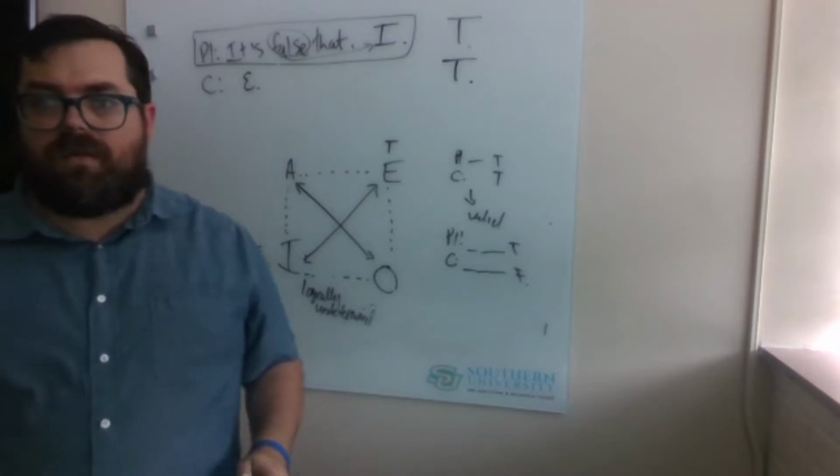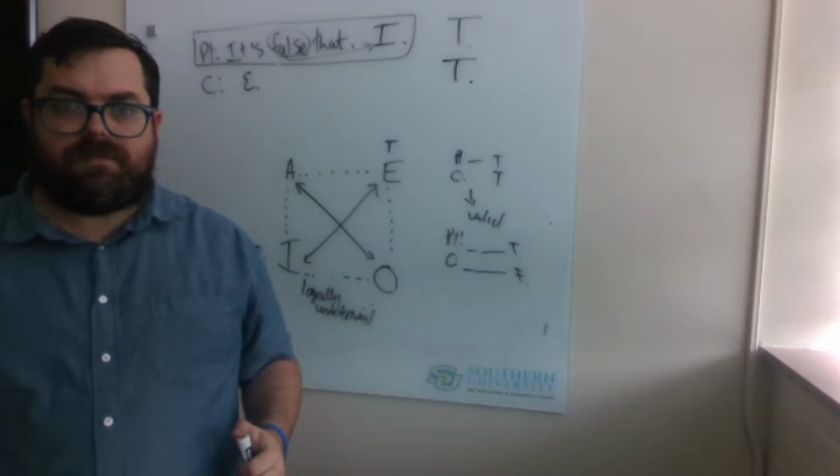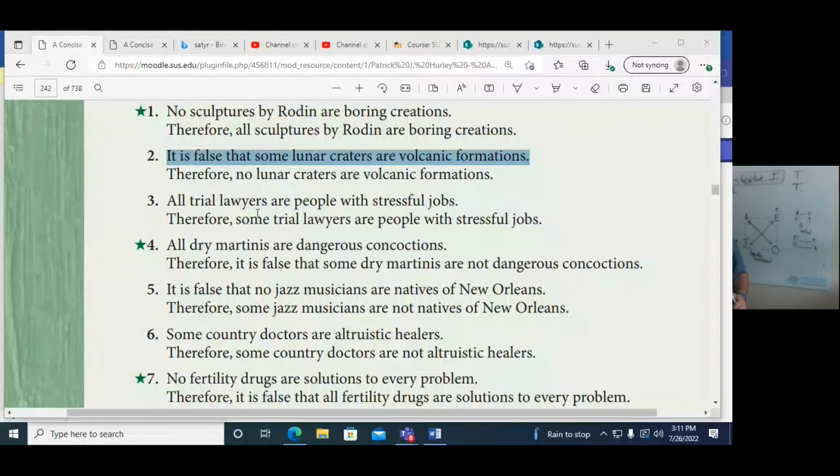All right, so let's go back to number 3. All trial lawyers are people with stressful jobs. Is that A, E, I, or O? Pause to consider. Yes, that's an A proposition. So I have A unmodified. Premise 1 is A. My conclusion is: some trial lawyers are people with stressful jobs. So is that A, E, I, or O? Correct. That's I.